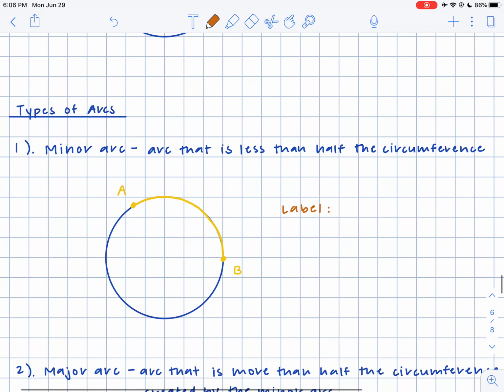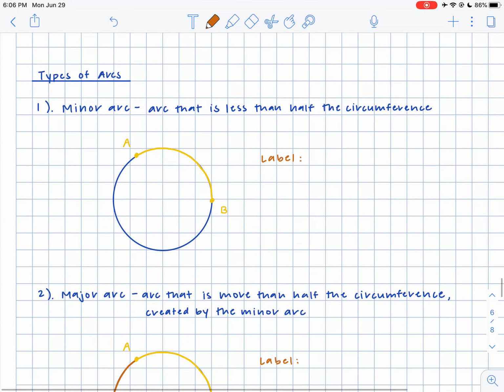So let's get into the types of arcs. The first type is the minor arc. This is an arc that is less than half the circumference. So you see this yellow arc with endpoints A and B. This is a minor arc.